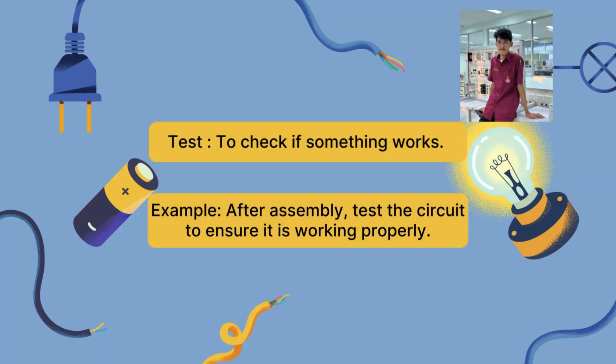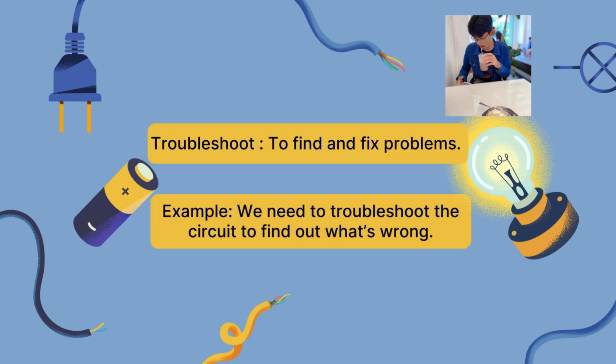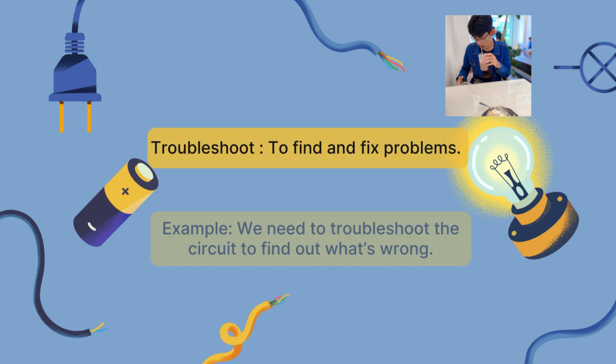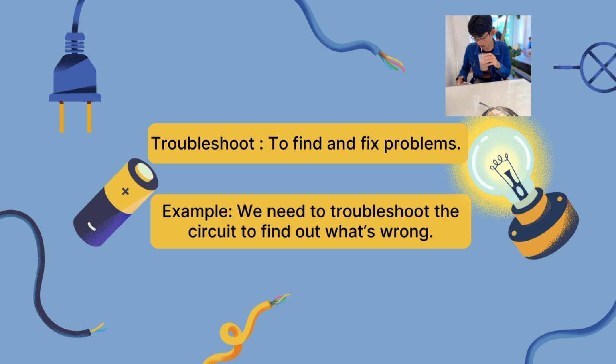Test, to check if something works. Example, after assembly, test the circuit to ensure it is working properly. Troubleshoot, to find and fix problems. Example, we need to troubleshoot the circuit to find out what's wrong.